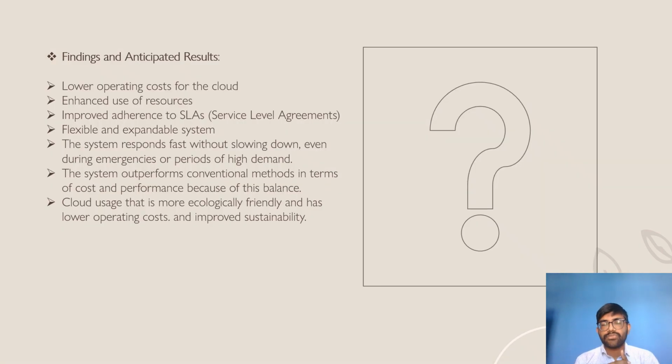These are the anticipated results of my assignment. When we implement this machine learning model, we can get low cost from the cloud, enhanced experience for all users, and improved service level agreements. The system responds very fast without slowing down. In emergency periods, low cost means low impact. The system performance is also very good, and balanced in every respect. Cloud usage is eco-friendly, low cost compared to others, and very sustainable in energy.